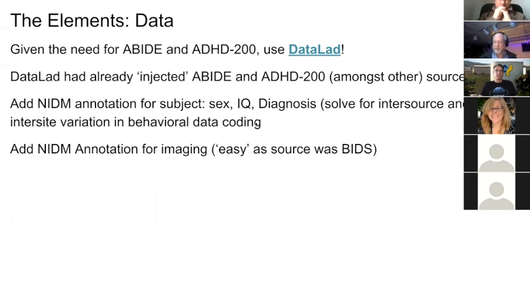and that has to be solved. And thanks to hard work by Dave Keator, that was accomplished, so that we now have the ABIDE, the ADHD-200, and other data sets that have uniform coding for sex and IQ and diagnosis, and these other important variables for this particular study.